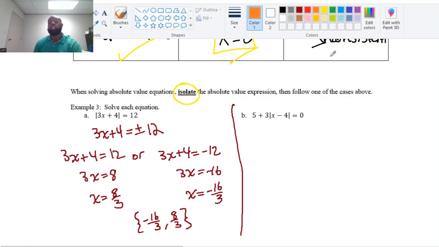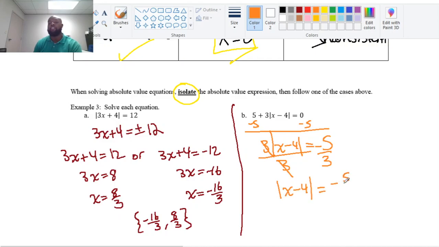Now, this is one of the cases where it's not isolated. I have absolute value that's multiplied by 3, and there's a 5 added to it, right? I'm going to isolate it by starting by subtracting 5 from both sides. We can divide both sides by 3 to get rid of that 3 there. I don't want to distribute because my distributive property doesn't apply to absolute values. So we're going to divide both sides by 3, and I get absolute value of x minus 4 equals negative 5/3.